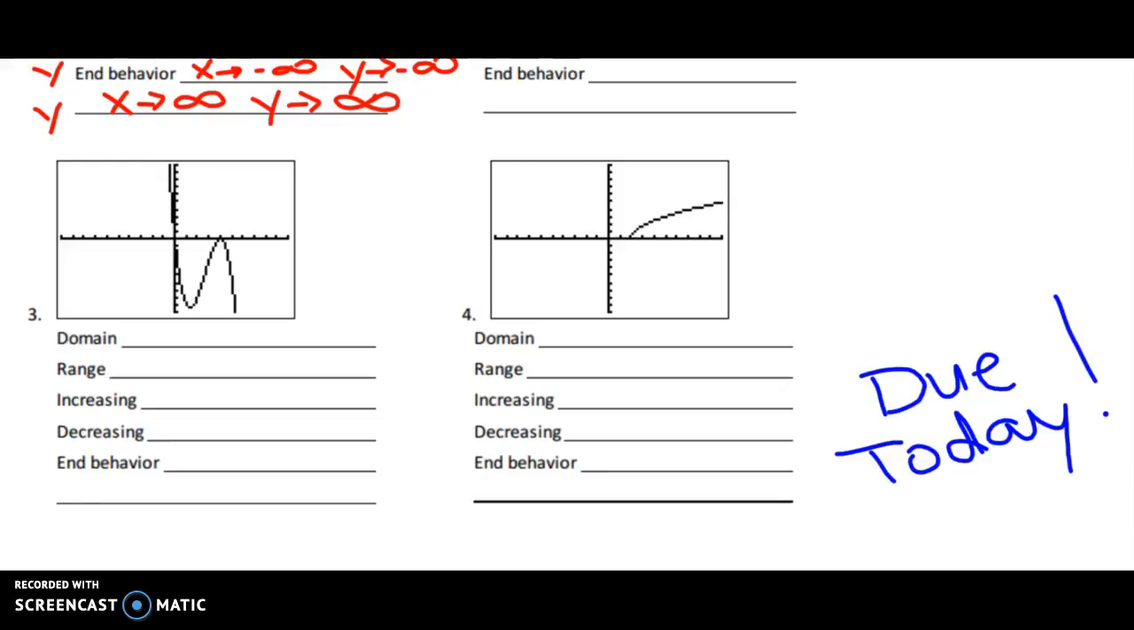Okay, so it is due today. So just go ahead and get the paper in the back if you haven't done it already, but hopefully you have because we already did number 1 together. All right, have a great day and I'll see you tomorrow. And if you are going to be finishing up your test, I will let you do that tomorrow. All right, have a great day.